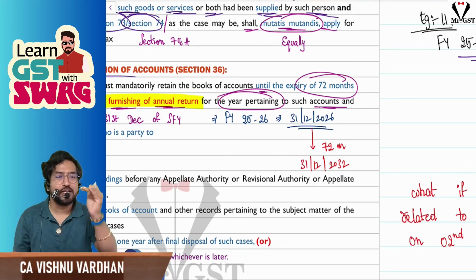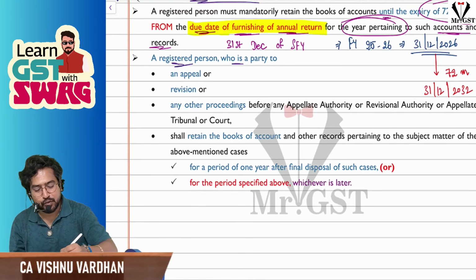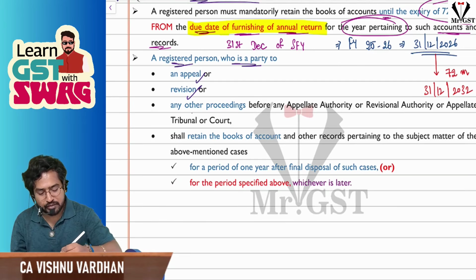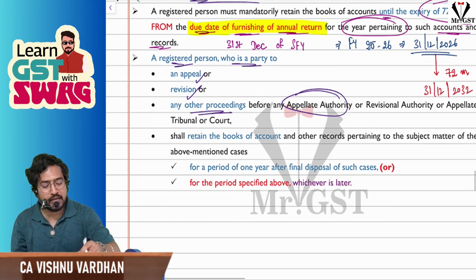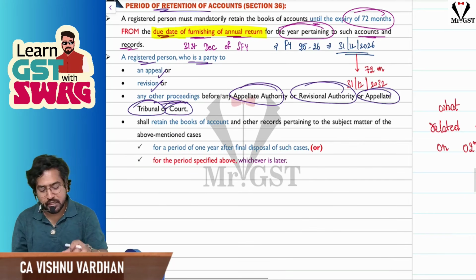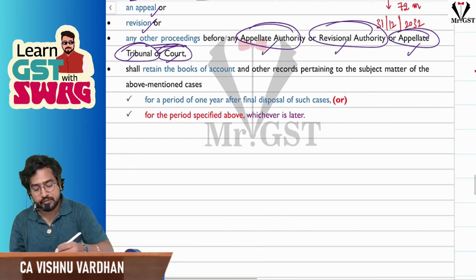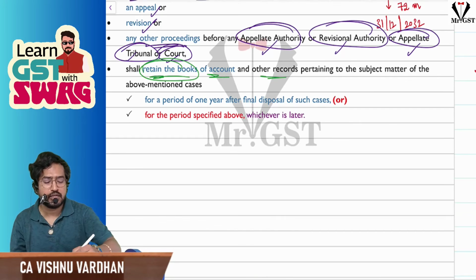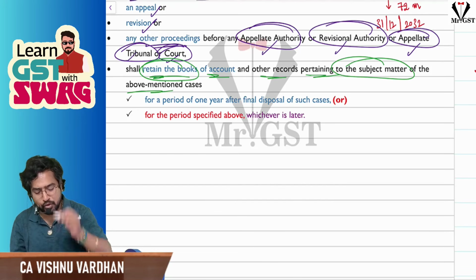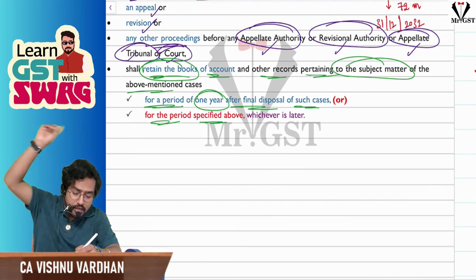Sir, if at all there is any appeal pending, any registered person who is a party to an appeal or revision or any other proceedings before appellate authority or revisional authority or appellate tribunal or court, you should retain what are all these things. You'll understand in the appeals and revisions chapter. Don't worry about it. Okay. Now, shall retain the books of accounts and other records pertaining to the subject matter of the above mentioned cases for a period of 1 year after the final disposal of such case or for the period specified above, whichever is later.